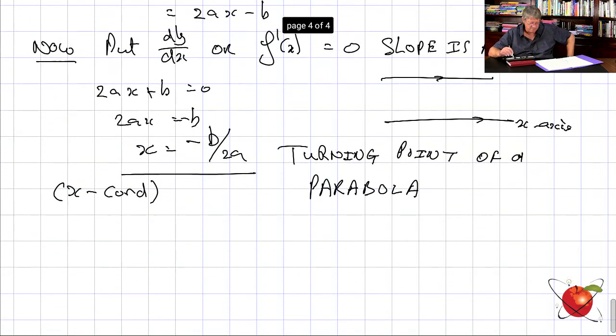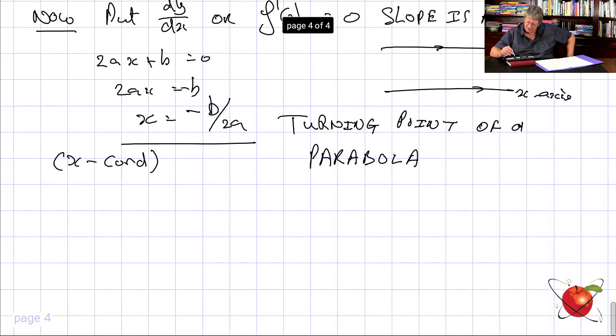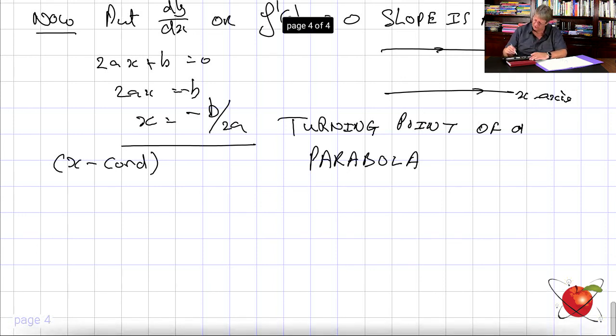Thus it means that when we find the derivative and we put it equal to 0, we are finding a turning point of a parabola. Or, turns out, the turning point of anything, we call them the stationary point. Let's just have a look over here. I just want to move this up a bit, put in another one. Let's have a look at a simple parabola.